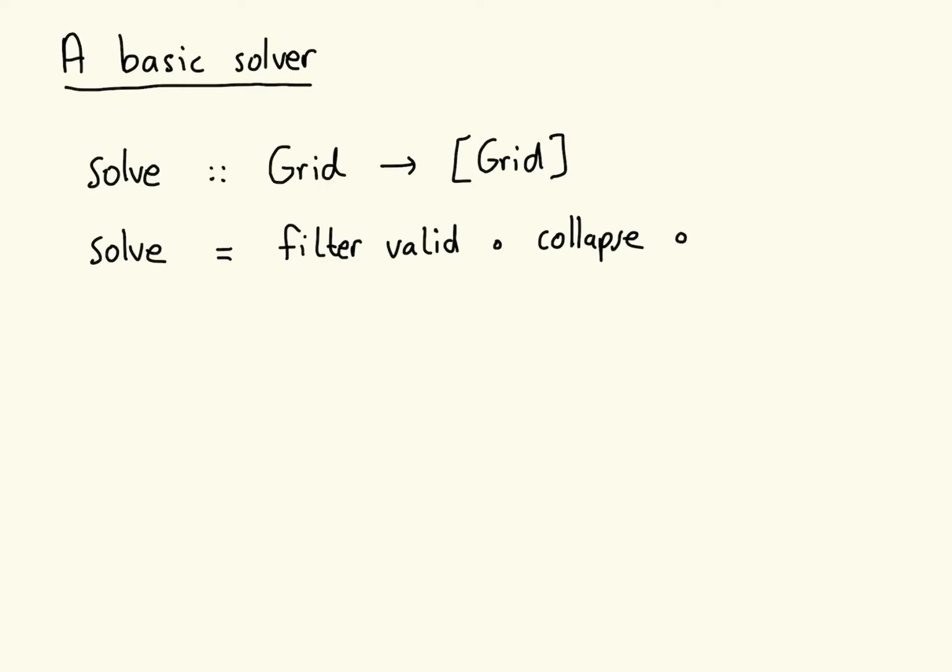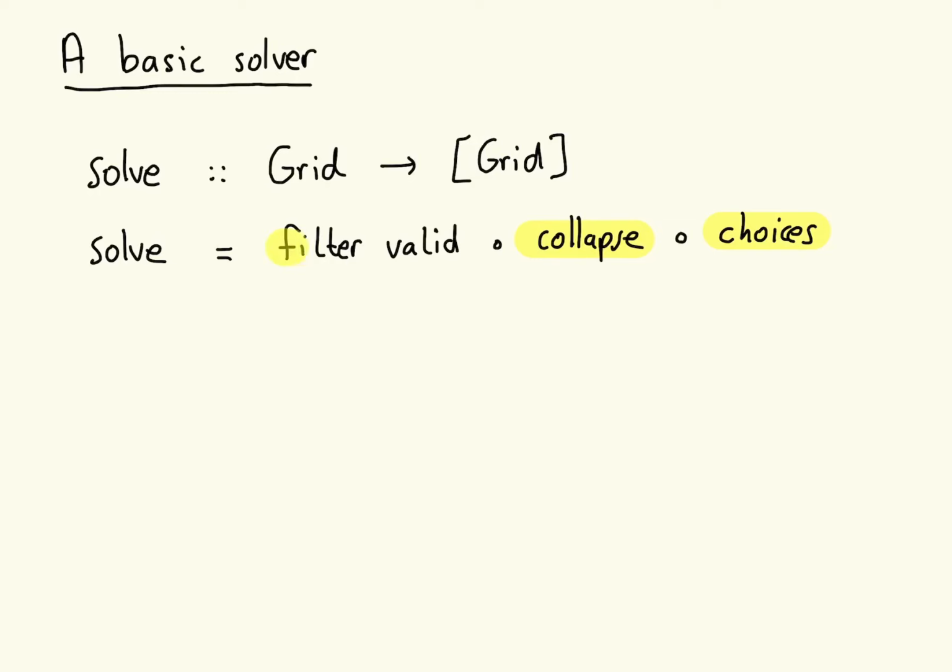After, we apply a function called choices. Okay, so we've got a simple function composition here. We're composing three functions. In order to solve a Sudoku grid, we're going to first of all apply a function called choices, which we haven't yet defined. Then we'll pass the output of that into a function called collapse, which we haven't yet defined.